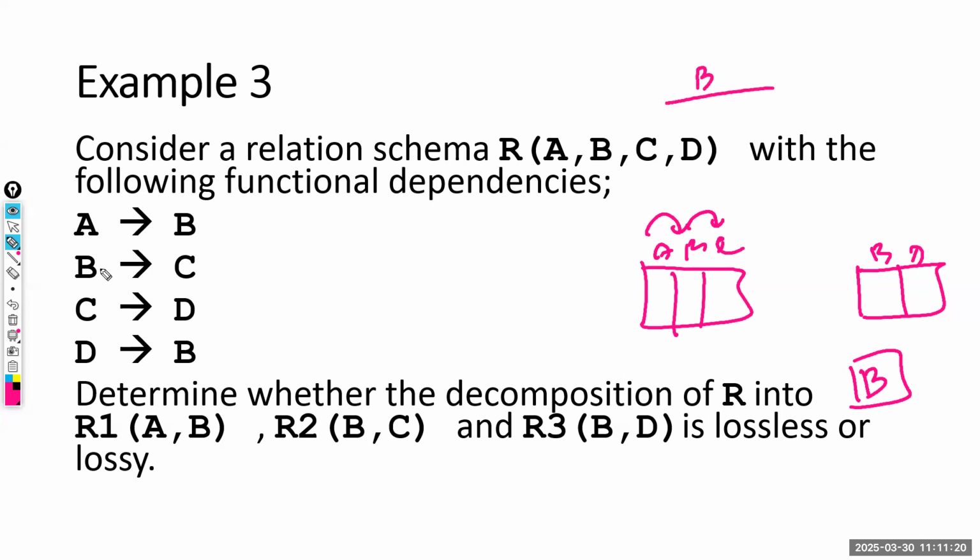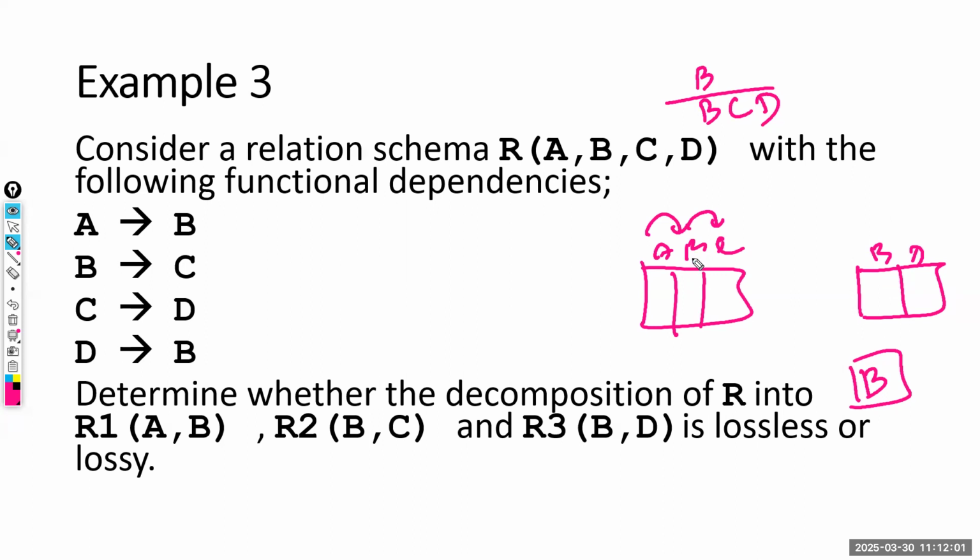B closure. B determines B by reflexivity, and B determines C. And because C determines D, B determines D. And D determines B, already B is there. So therefore, B determines B, C, and D. If B determines B, C, and D, you can see that B is a possible super key here, because B functionally determines all the fields in this table. So therefore, B is a super key of this table.